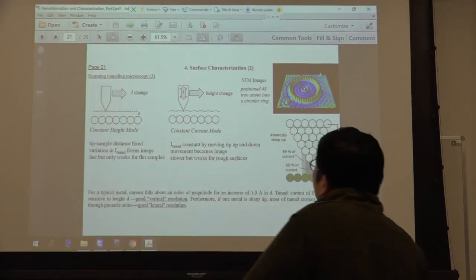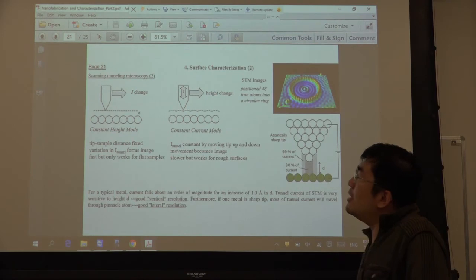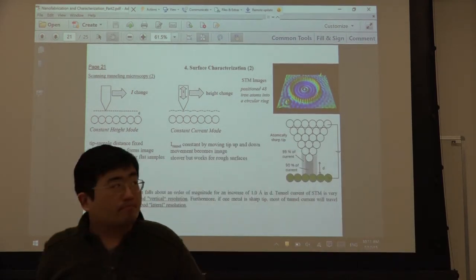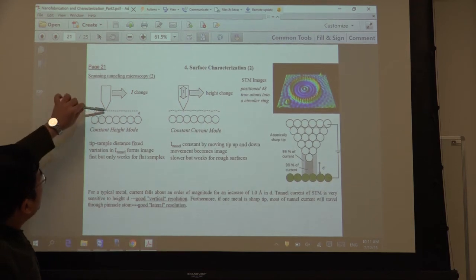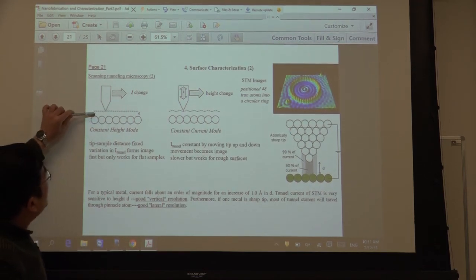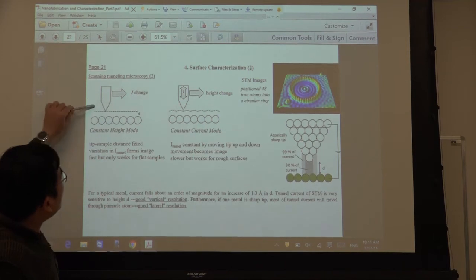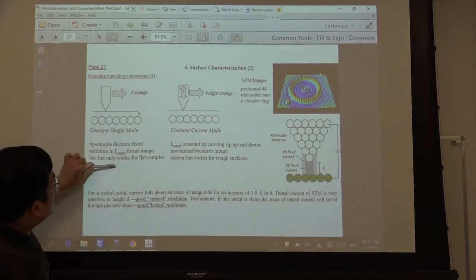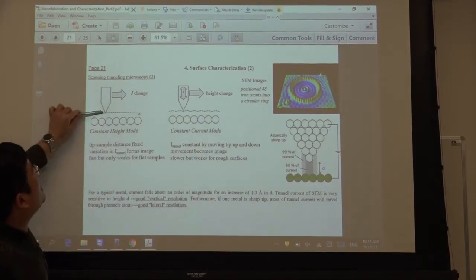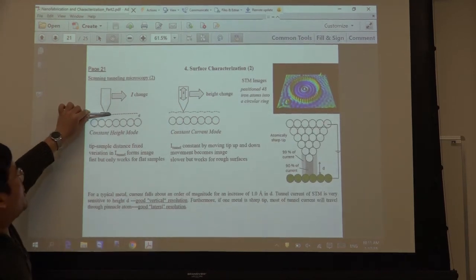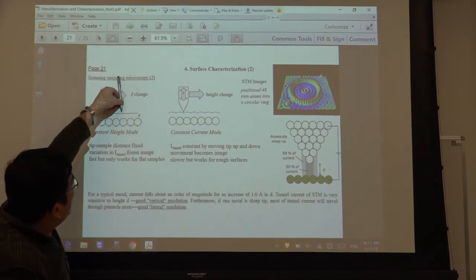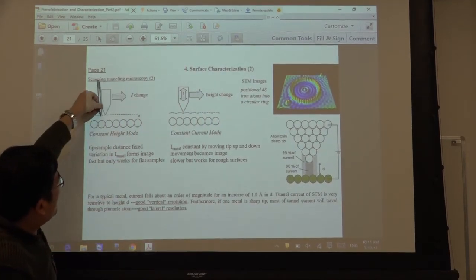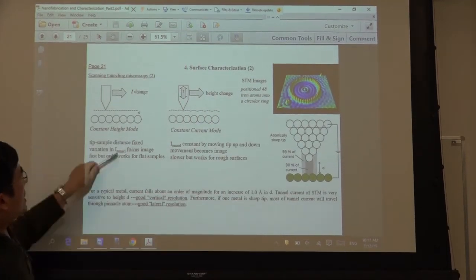Typically, scanning tunneling microscopy has two modes. One mode we call constant height. It means the distance between the tip and the sample stays constant. This mode only works for a flat sample, otherwise the tip will be broken. The distance between the tip and the surface stays constant as they move, so you can form a tunneling current.